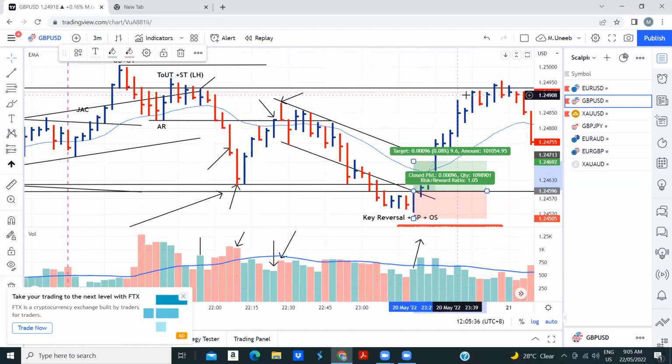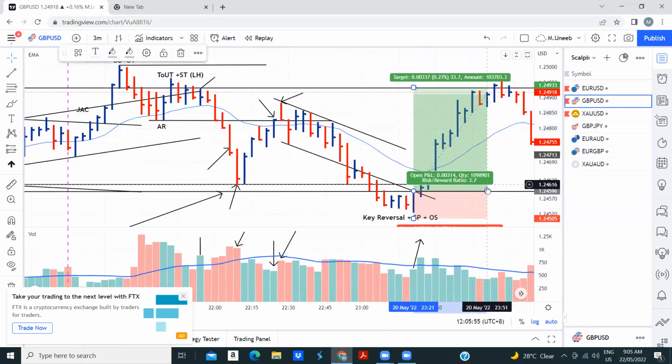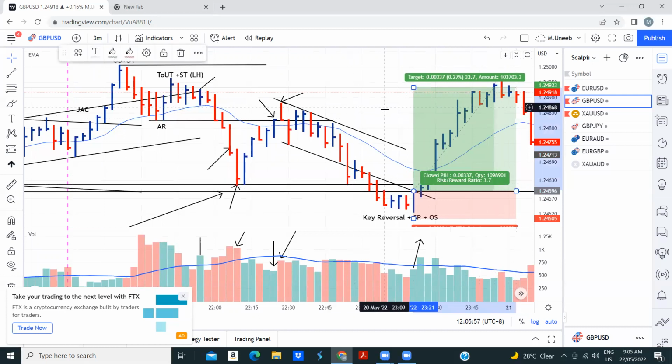This one is the most visible high. After breaking this channel, our last high would be this one. So we always target horizontal highs and lows. We do not care about these trend lines, right? Am I right? So we will take profit up to this level. That's 3.7 hours.